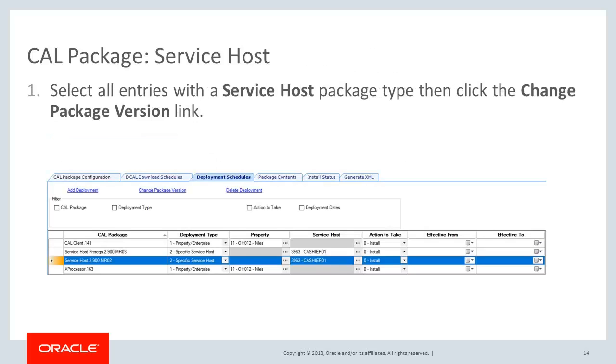The last deployment to be set is the Service Host package. This package contains the application files as well as the sets of components and services that enable and run Simphony software. From within the CAL package column, select all entries of the service host you wish to upgrade. Then click the Change Package Version link.